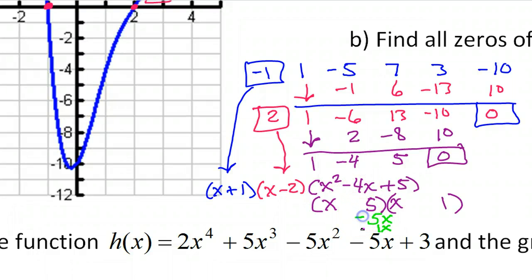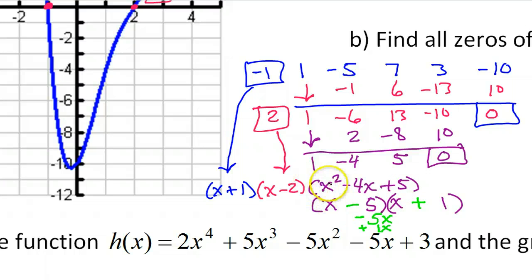Yes, if I have a -5 and a +1, that'll make -4. Unfortunately, that means this would be a negative and this would be a positive. Am I going to get a +5 out of that? No, -5 times +1 would be -5.